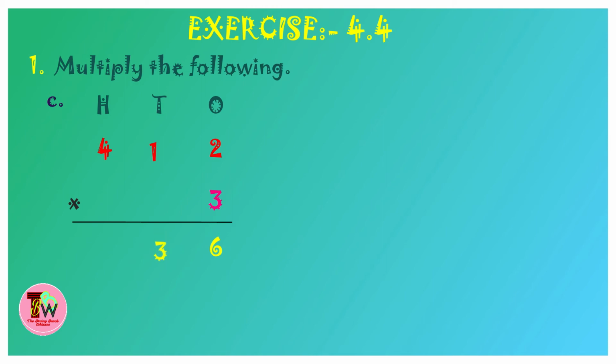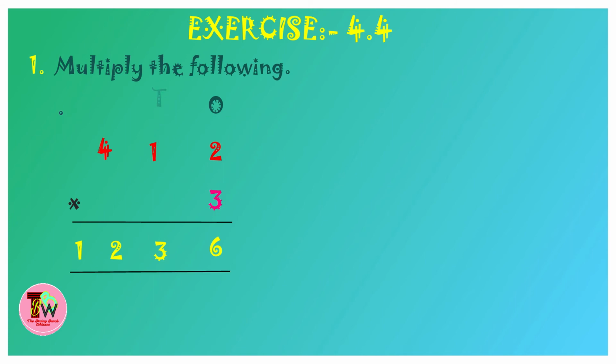And at last 4 is written in the hundreds column, so we have to multiply 4 by 3. Diagonally we have to multiply. 4 3s are 12. 2 we have to write in the hundreds column and 1 we have to write in the thousands column. So the product is 1236.